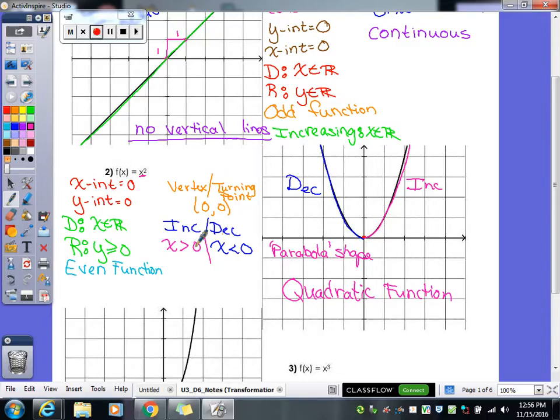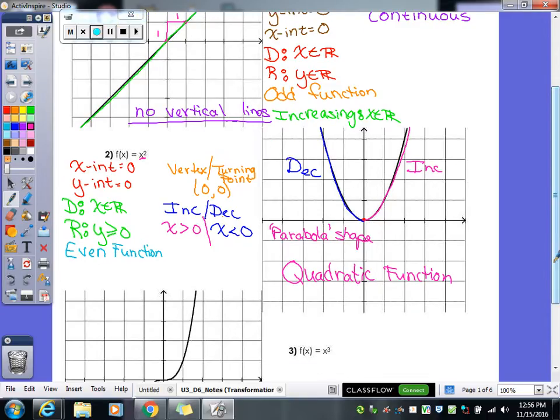Is this graph continuous? Could I draw my whole shape without picking up my pencil? Yes, so this graph is continuous. Would this graph be 1 to 1? No, it does not pass your horizontal line test. It's not 1 to 1. Would this graph be onto? No, because it's got all these negative values down here that it's never ever going to use, so it's not onto. It would just be a continuous, and it's an even function.